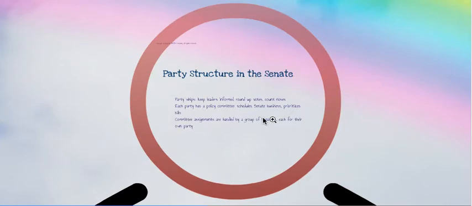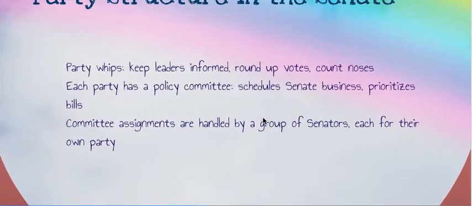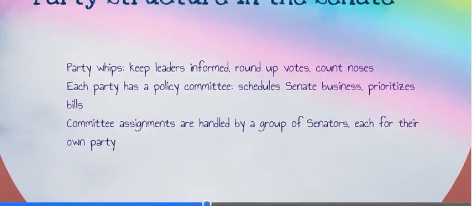Okay, party structure in the Senate continued. Another leadership role in the Senate is a party whip. They keep leaders informed and they round up the votes, count noses. How are you going to vote? How are you going to vote? Each party has a policy committee. And what do they do? Well, they schedule Senate business and they put bills in order of what they think is the most important. Committee assignments are handled by a group of senators, each for their own party. And remember, the Speaker in the House would decide what committee to go on.